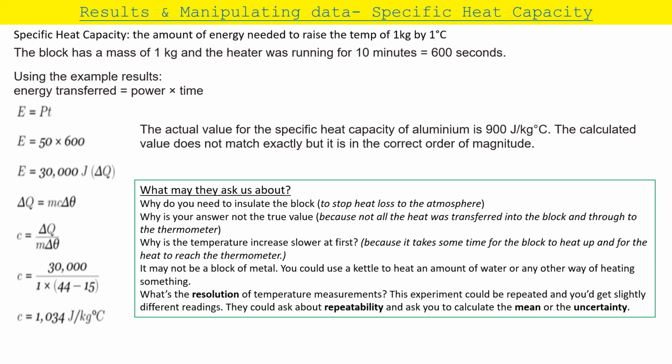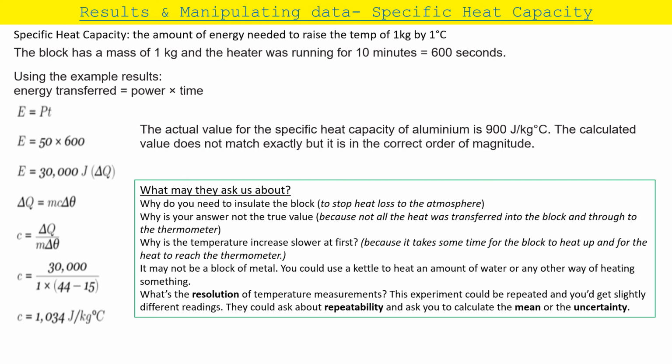Why is your answer not the true value? Well, because not all the heat is going to be transferred to the block, and through to the thermometer. The thermometer tends to poke out the top of the insulation, and that will be a conductor. Glass is a conductor. Okay, remember that. Think right back to P1 when we're talking about conductors and insulators. So why is the temperature increase slower at first? Now, it takes quite a lot of time for the temperature to start to heat up and for the heat to reach the thermometer. All right, and then it may not be the block of metal. You could use a kettle to heat the amount of water in another way using a heating element.